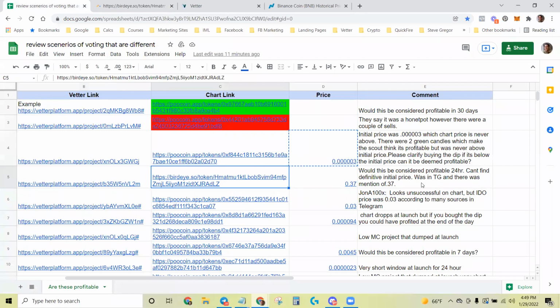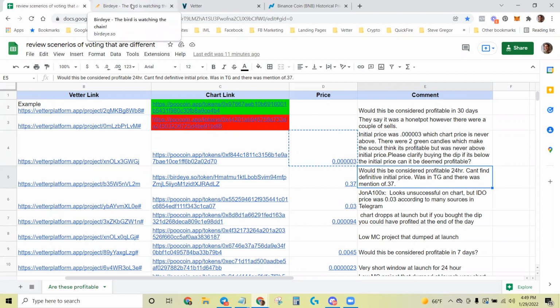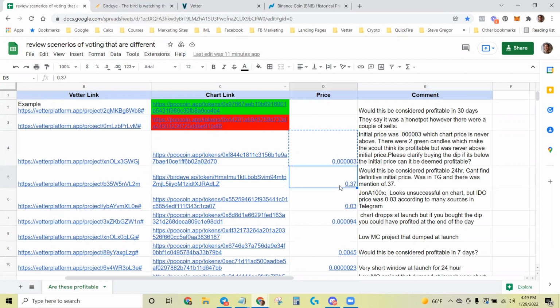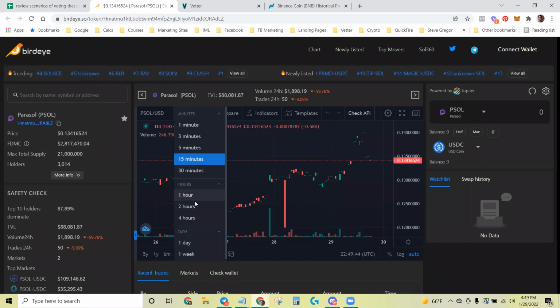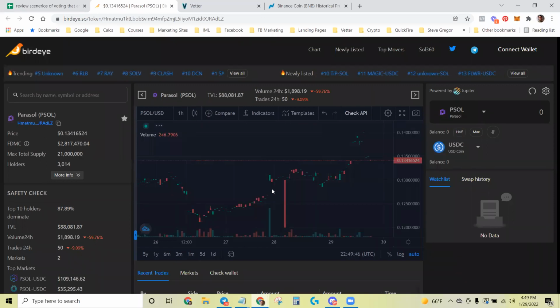Okay, the question on this one is, would this be considered profitable for 24 hours? Can't find definitive initial price, was in the Telegram, and there was mention of 0.37. Before we got on the call, I got on Telegram, I saw 0.35, so it's same ballpark.